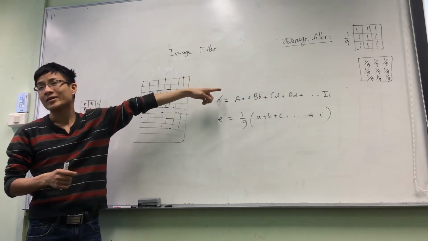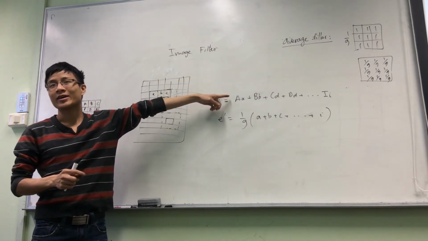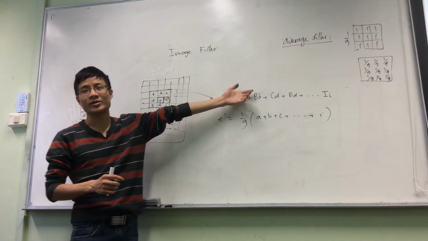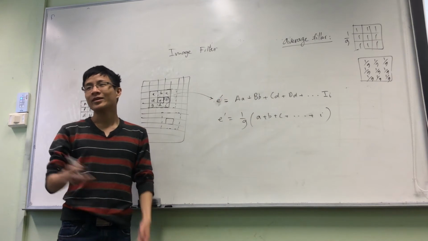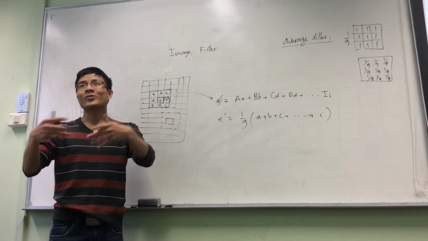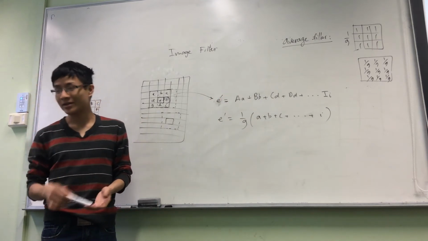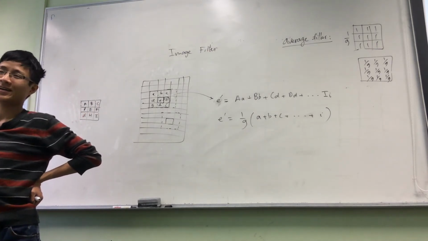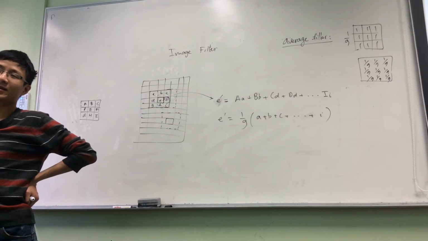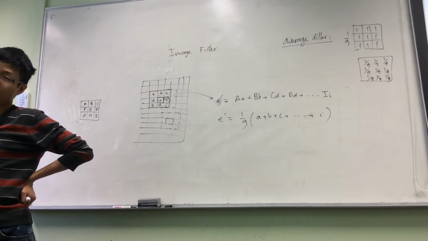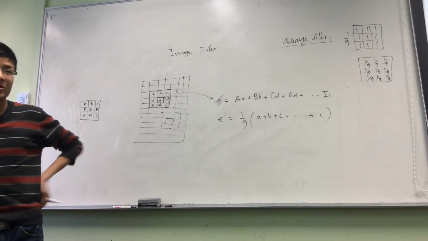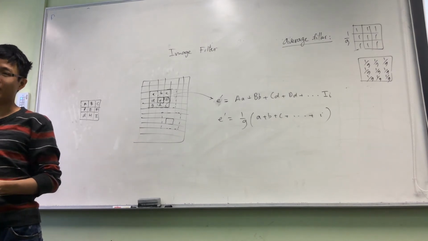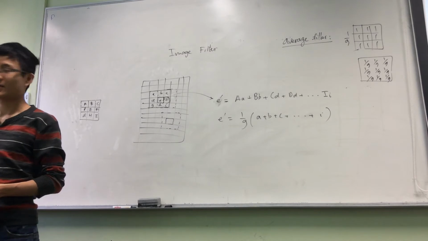What effect does averaging have? Why do we do averaging? It smooths images and reduces the noise of the image. This one is called moving window average. Remember that? We did it before.